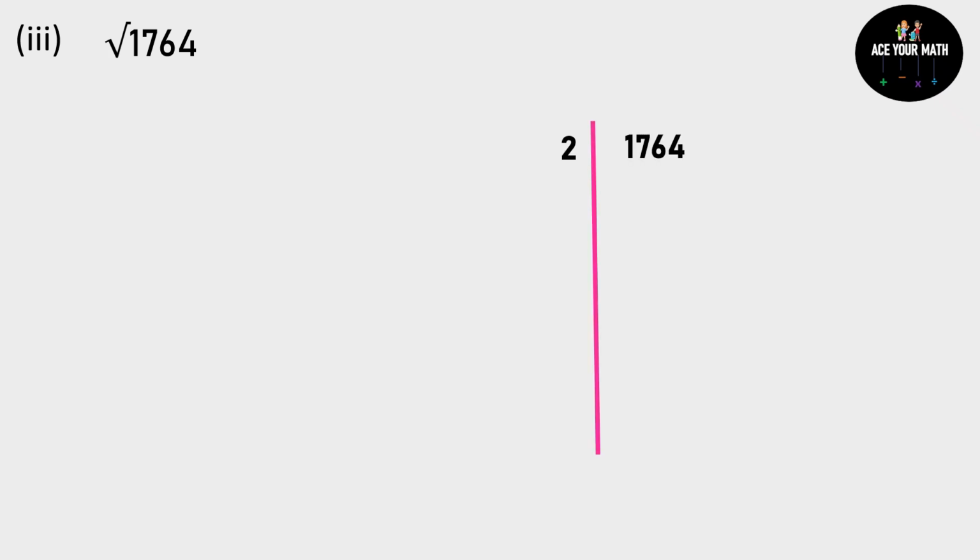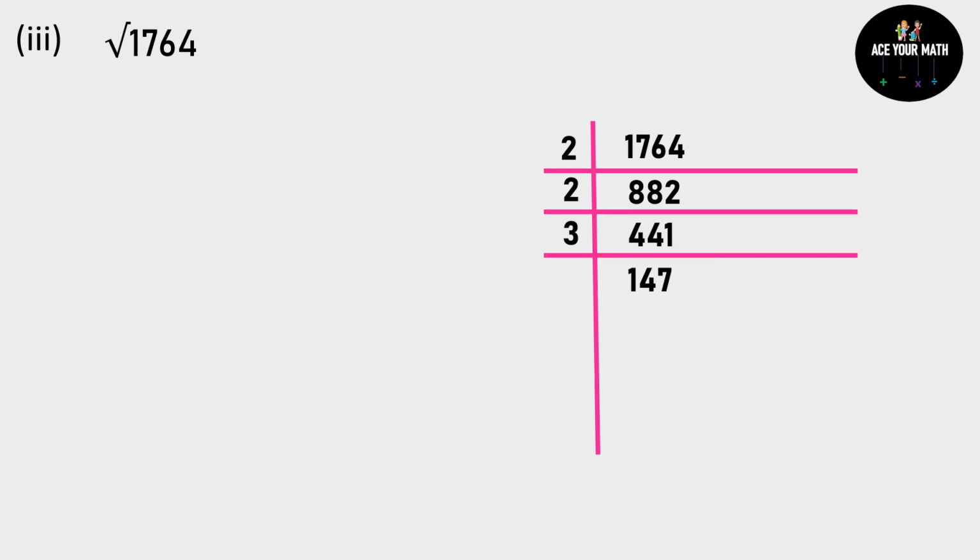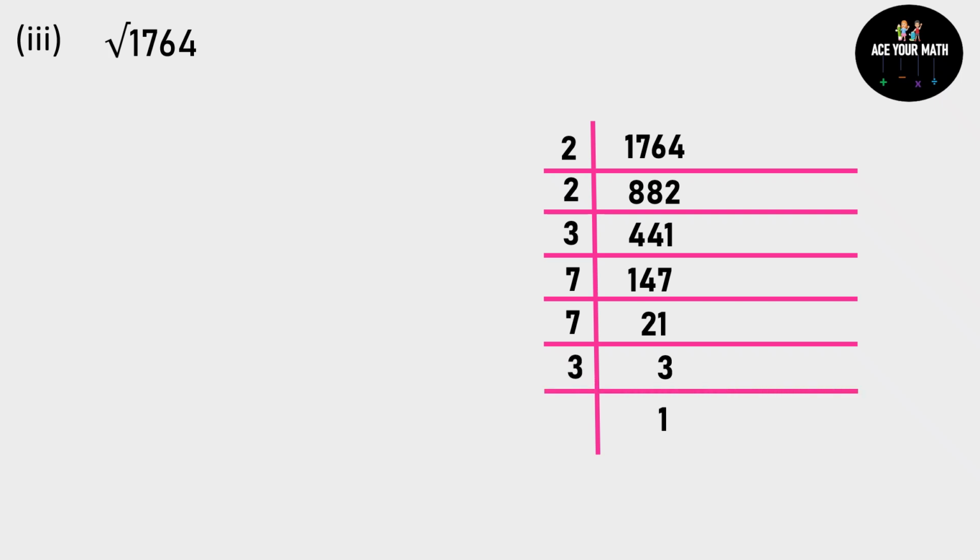1764, it is divisible by 2 because it is an even number. So when you divide it by 2, what we get? We get 882. Now 882 is again divisible by 2. What we get? 441. 441 is not divisible by 2. So this time you can try 3. So when you divide 441 by 3, you get 147. 147 is divisible by 7. You get 21. Again you try 7, you get 3. And at the end you will divide 3 by 3 and we get 1 at the end.